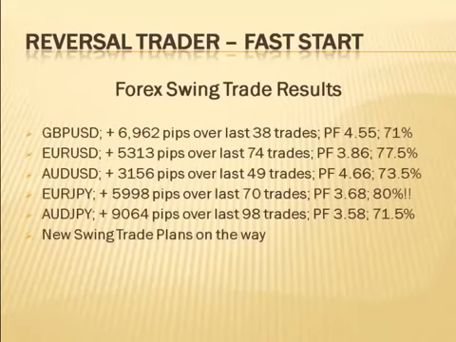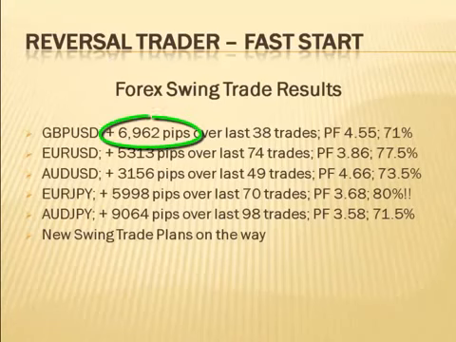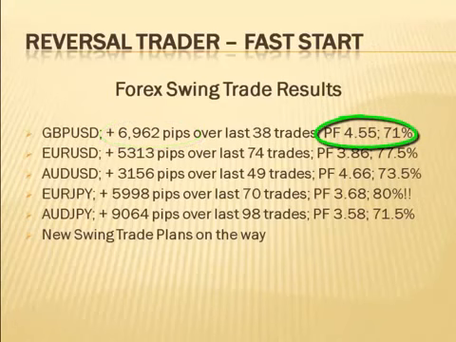The Trend Jumper Reversal Trader is getting some amazing results. Here's a sample of some of the swing trade results we've been getting with our custom trade plans. The Pound US over 6,900 pips. Look at the profit factor, 4.55. The profit factor is one of the most important statistics that we need to pay attention to as traders. Anything over 1.5 is excellent. 4.55, well, that's amazing. Winning over 71% of its trades.